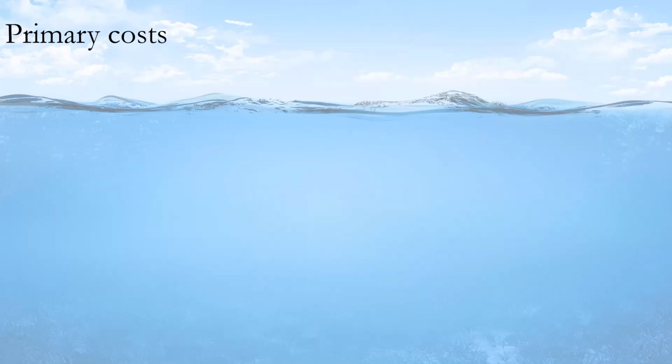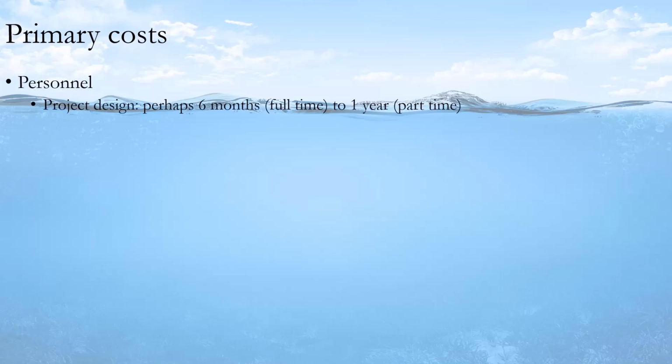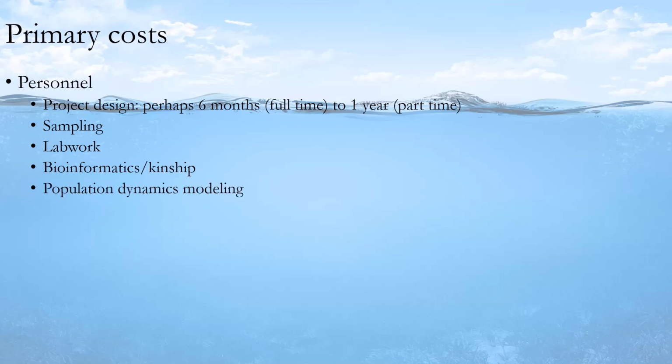With regards to overall costs, the primary cost will be associated with personnel. It is a good idea to hire somebody to conduct a feasibility study first and get all of these details in place and figure out what's worth exploring. And then we'll need personnel for sampling, lab work, bioinformatics and kinship, and population dynamics modeling.